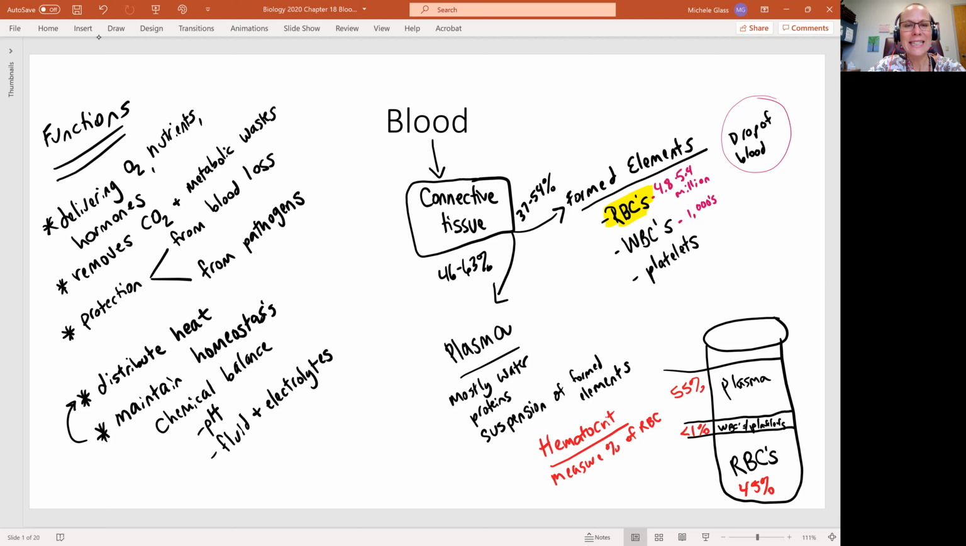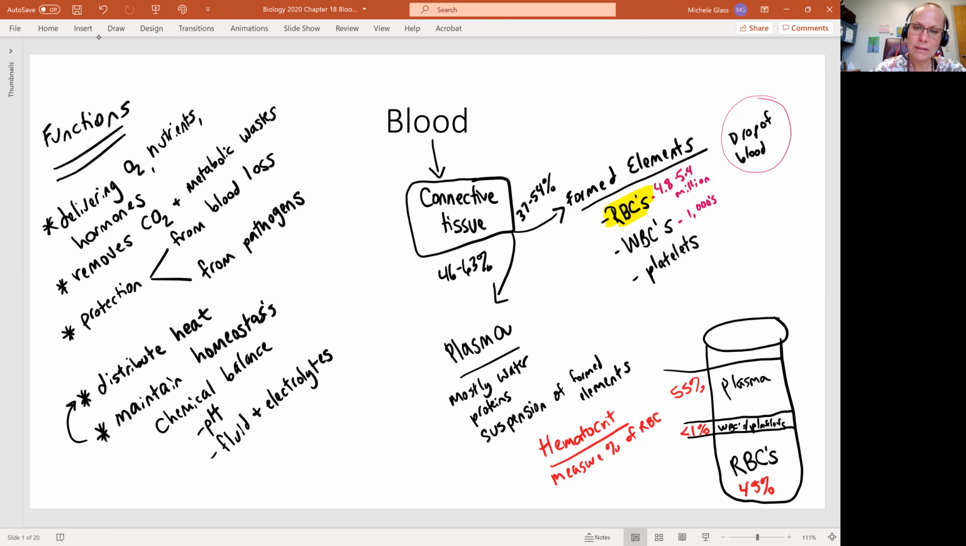All right, stay tuned for a video looking at more details of the plasma. I just looked at my notes. Hang on. Let's add in just a couple more details on blood as a whole.